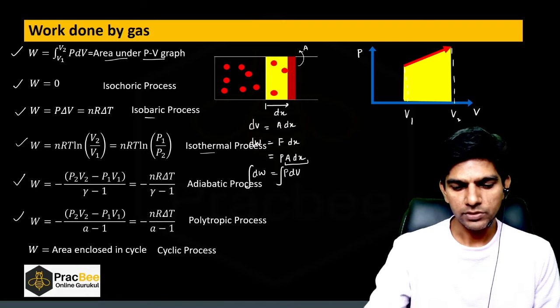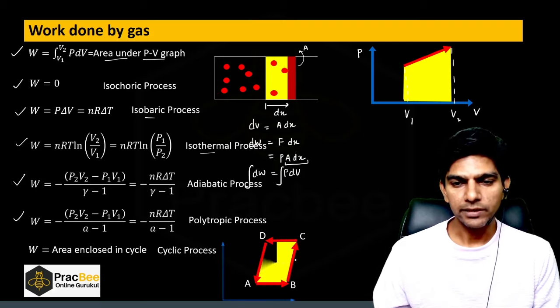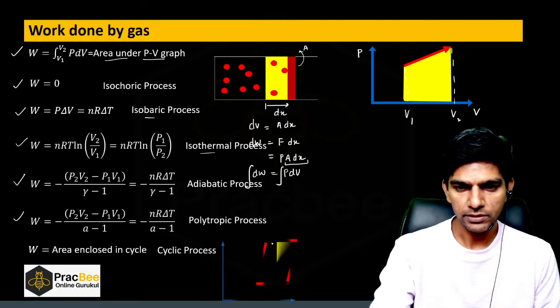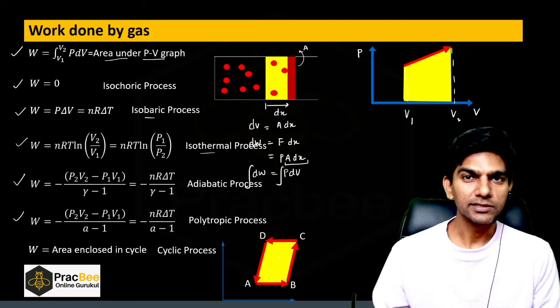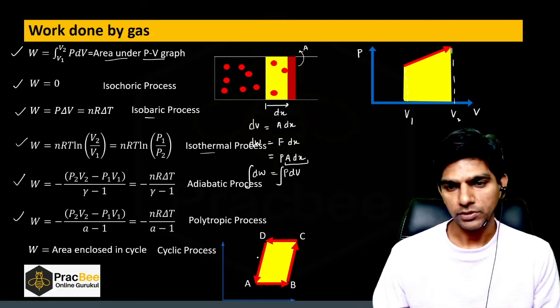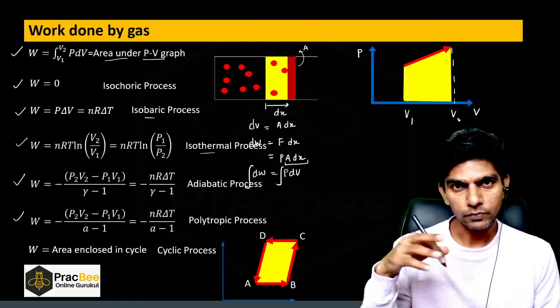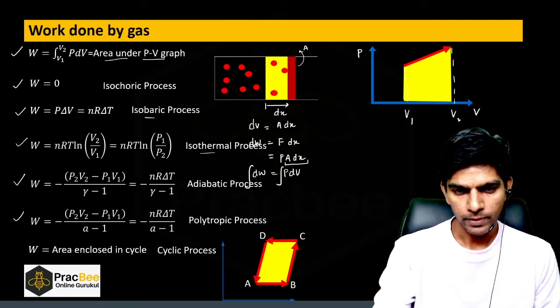And for a cyclic process, if we are given a cyclic process, the work done will be given by the area enclosed. Can you see this shaded area? The yellow area, this is the work done in the cyclic process. If we have a counterclockwise cycle, the work done will be negative. If we have a clockwise cycle, the work done will be positive.